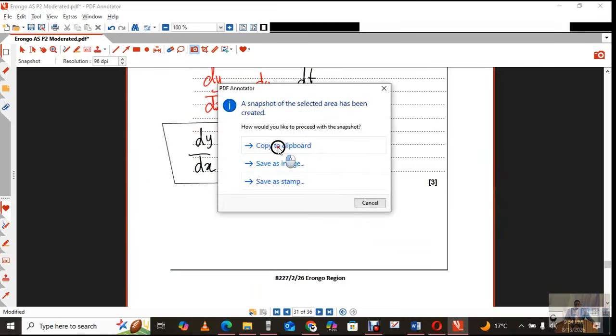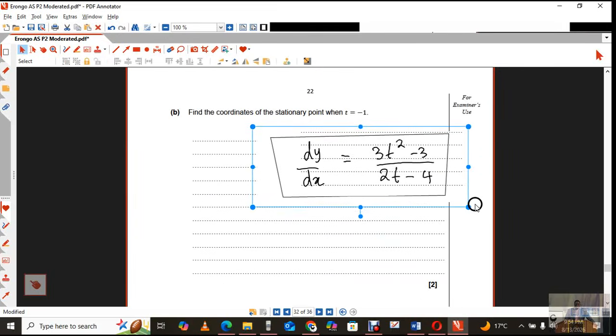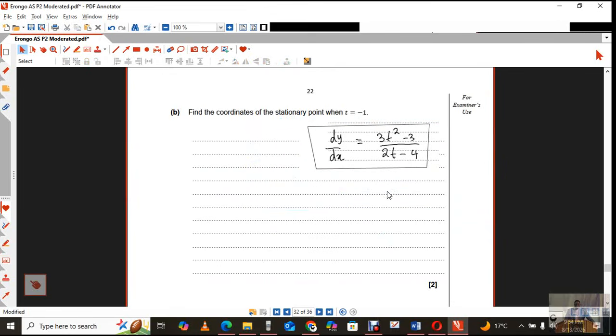Okay, and let me just paste it over here for 2 marks. What are they trying to say here? They are saying, find the coordinates of the stationary point where t is equal to -1. Now just let that sink in a bit. You don't have a curve, so you can't make reference to any curve.